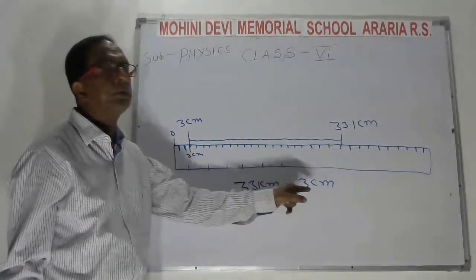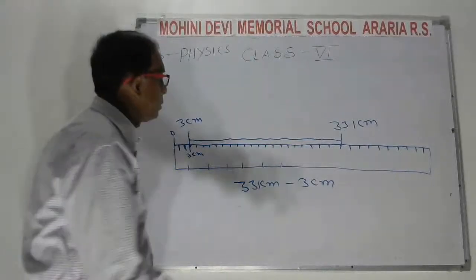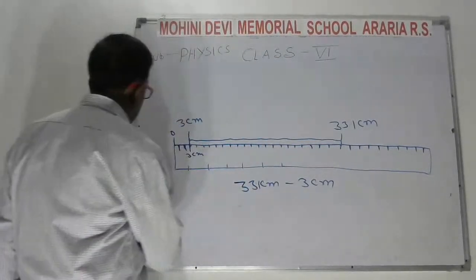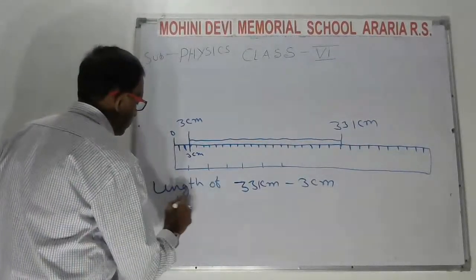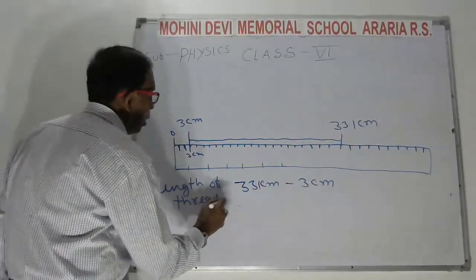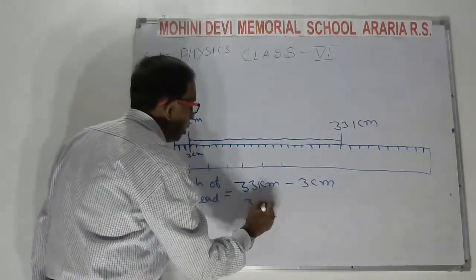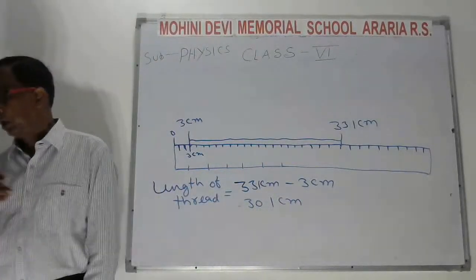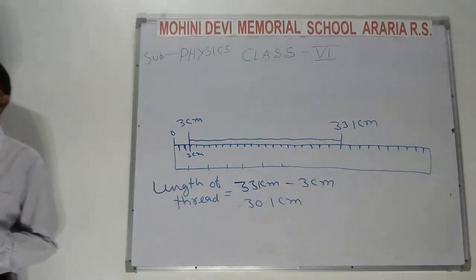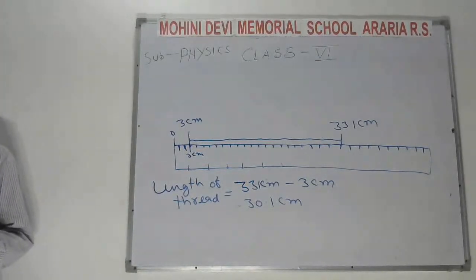So you are going to subtract the 3 centimeter from 33.1 centimeter, and the length of thread is equal to 33.1 centimeter minus 3, that is 30.1 centimeter. Very simple. Do it in your houses, measure the length of different things, and make notes in your notebook. Now the next question.